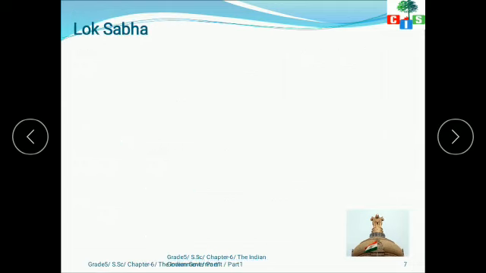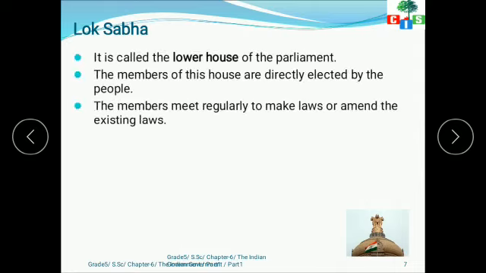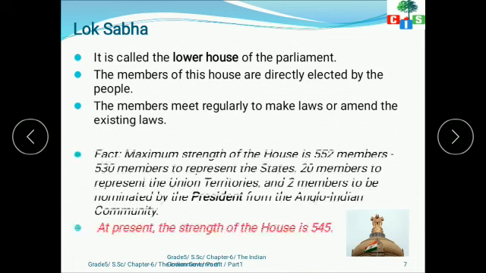Now let's discuss more about the first house, that is the Lok Sabha. The Lok Sabha is also called the lower house of the parliament, and the members of this house are directly elected by the people. So all the members are directly elected by the people. Next, the members meet regularly. Why do they meet regularly? To make laws or amend the existing laws.